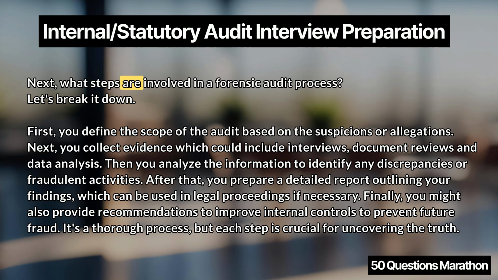Next, what steps are involved in a forensic audit process? Let's break it down. First, you define the scope of the audit based on the suspicions or allegations. Next, you collect evidence, which could include interviews, document reviews, and data analysis. Then, you analyze the information to identify any discrepancies or fraudulent activities. After that, you prepare a detailed report outlining your findings, which can be used in legal proceedings if necessary. Finally, you might also provide recommendations to improve internal controls to prevent future fraud. It's a thorough process, but each step is crucial for uncovering the truth.